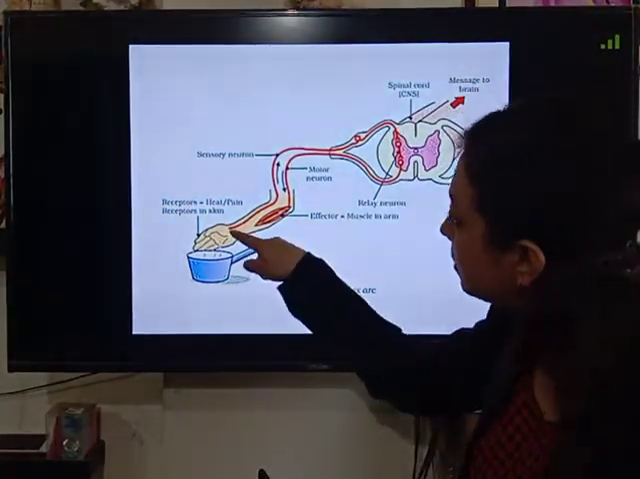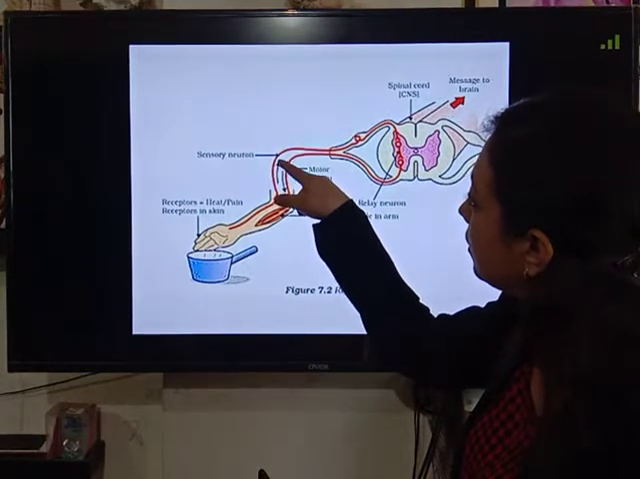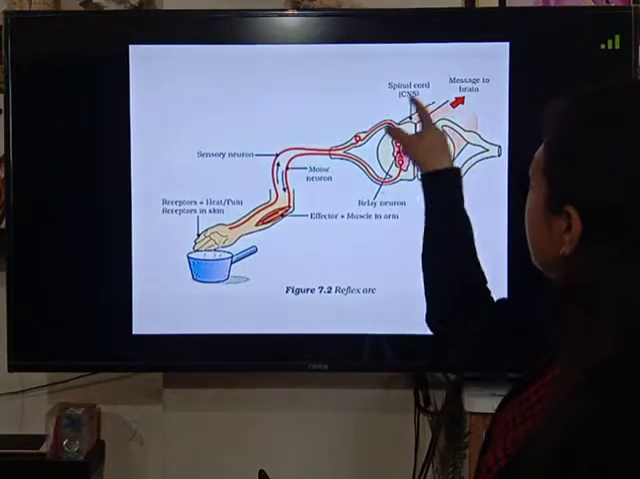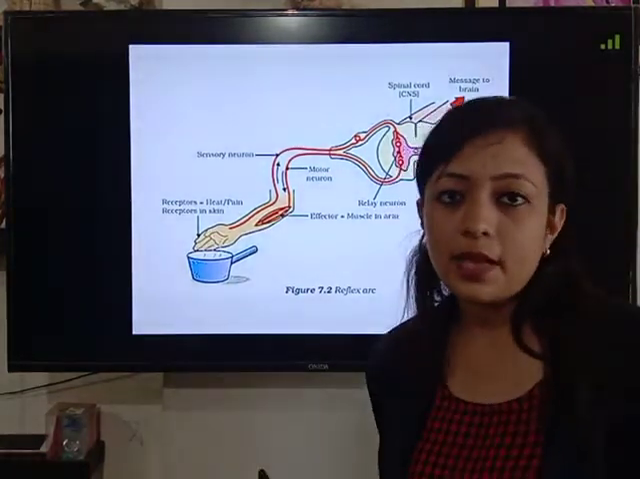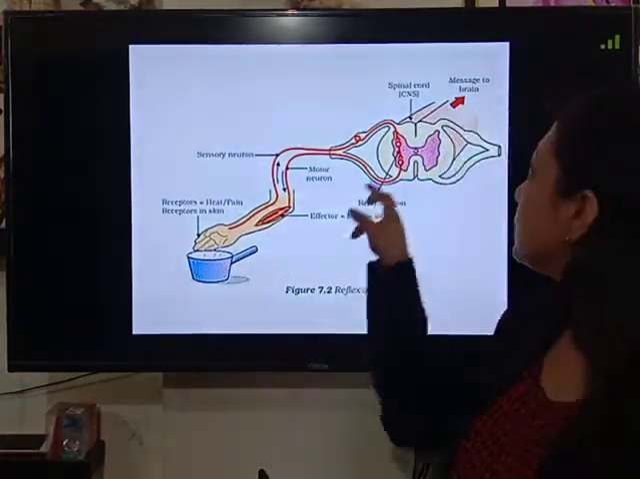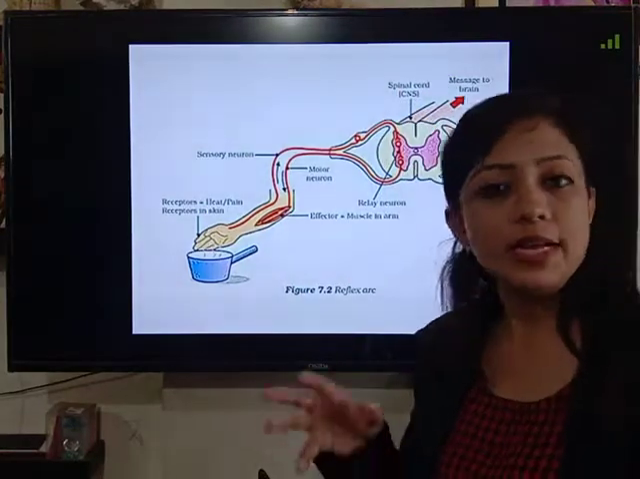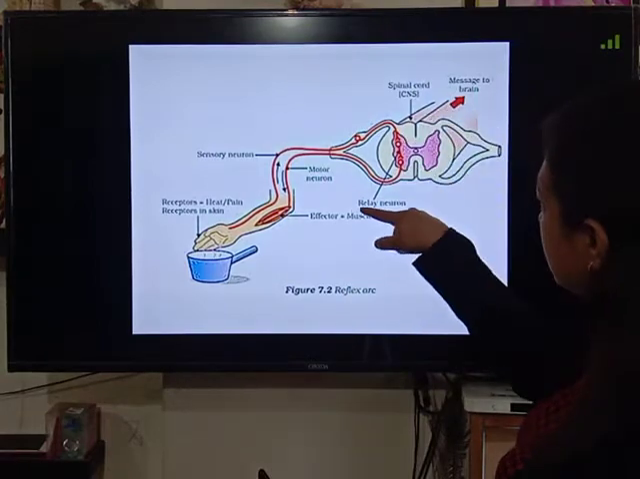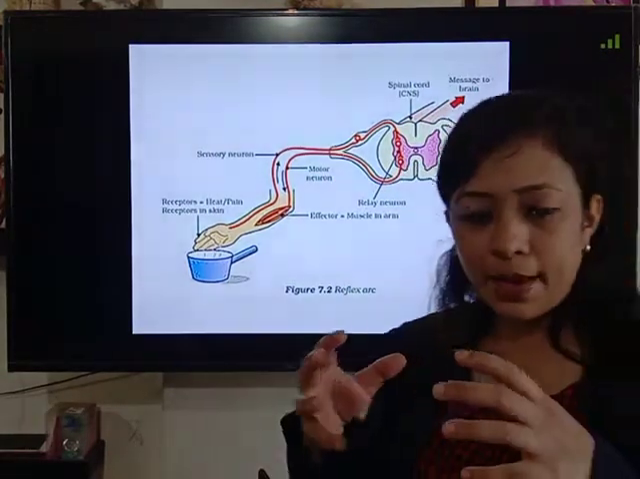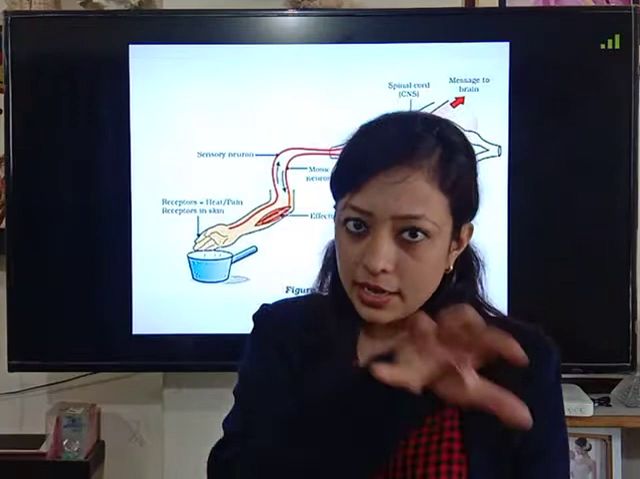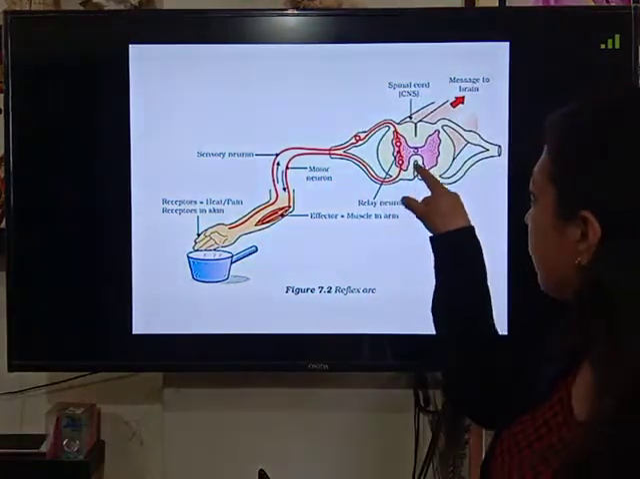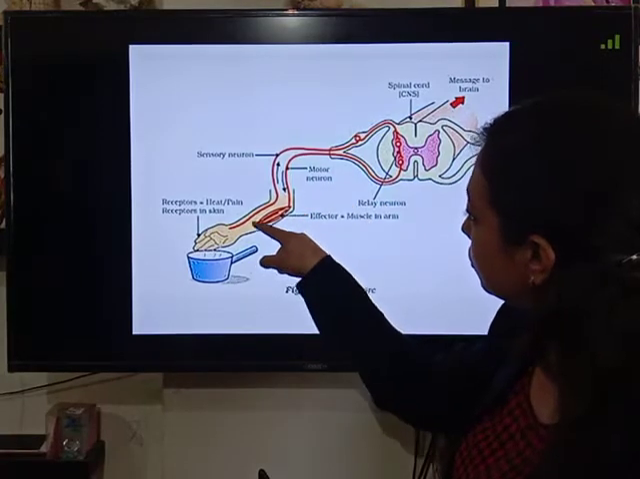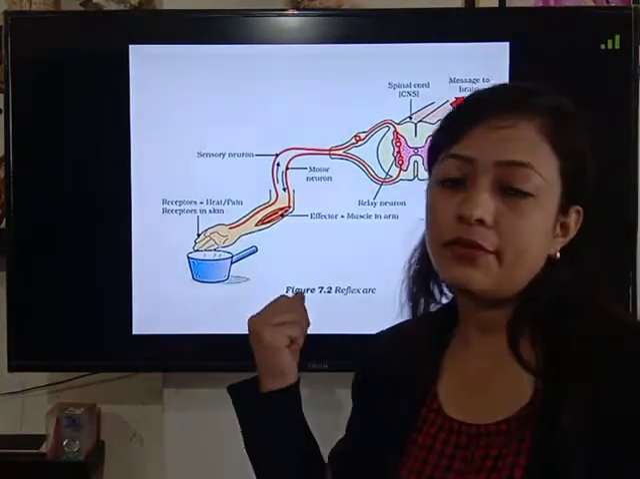Now what happens as the message of stimulus travels through the sensory neuron, this message reaches the central nervous system. In this case, in this example, only spinal cord is involved as a part of CNS. Brain is not involved. Now here, this is the relay neuron which converts the message of stimulus into message of response. And this message of response is then traveled through the motor neuron up to the muscle present in our arm.